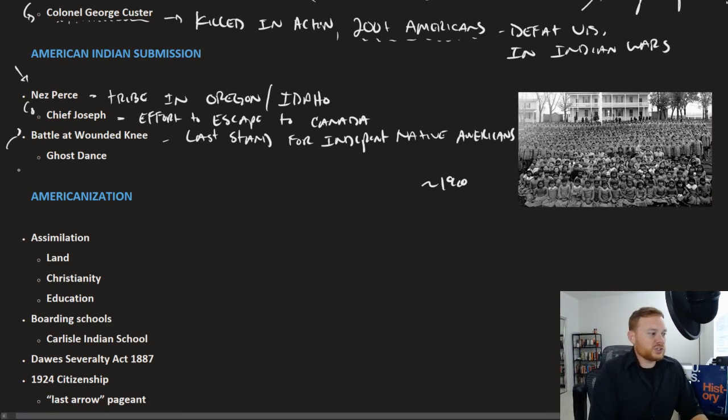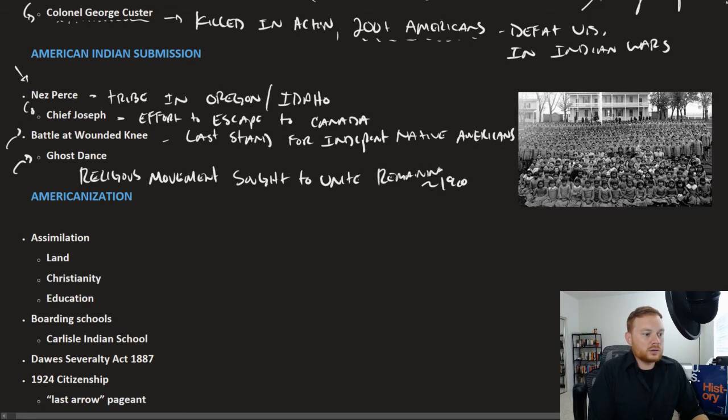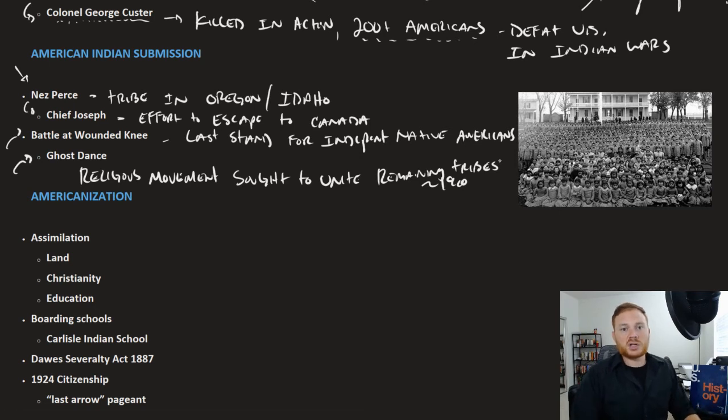But this was partially inspired by the Ghost Dance, which was a religious movement which sought to unite the remaining tribes. And, seeing this as a threat, possibly, this religious movement that could possibly unite the different tribes together against American occupation, it ultimately led to the ending of Native American sovereignty.